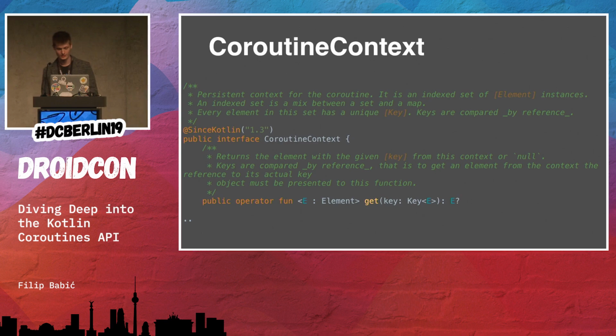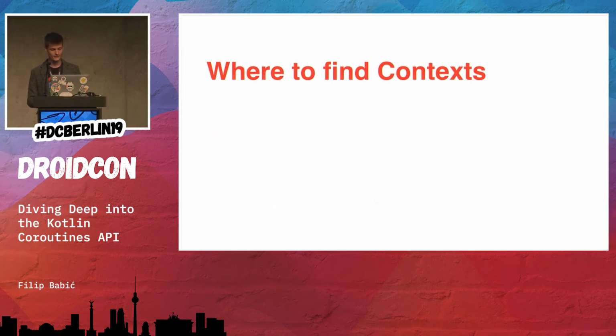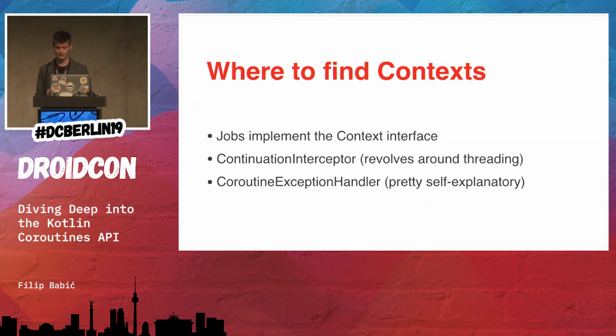If you look at the actual definition, it says that it's a persistent context for the coroutine, and it's just a bunch of elements which are described by their keys. Each key is just the implementation type, and you can find those contexts within these three classes or three interfaces. The jobs, which implement the coroutine context interface. For lifecycle, the continuation interceptor, which sounds a bit weird, but it's basically the threading, dispatching, or scheduling, if you want to call it like that. And there's also the coroutine exception handler construct, which is essentially just a small class which handles all your exceptions, which makes sense.